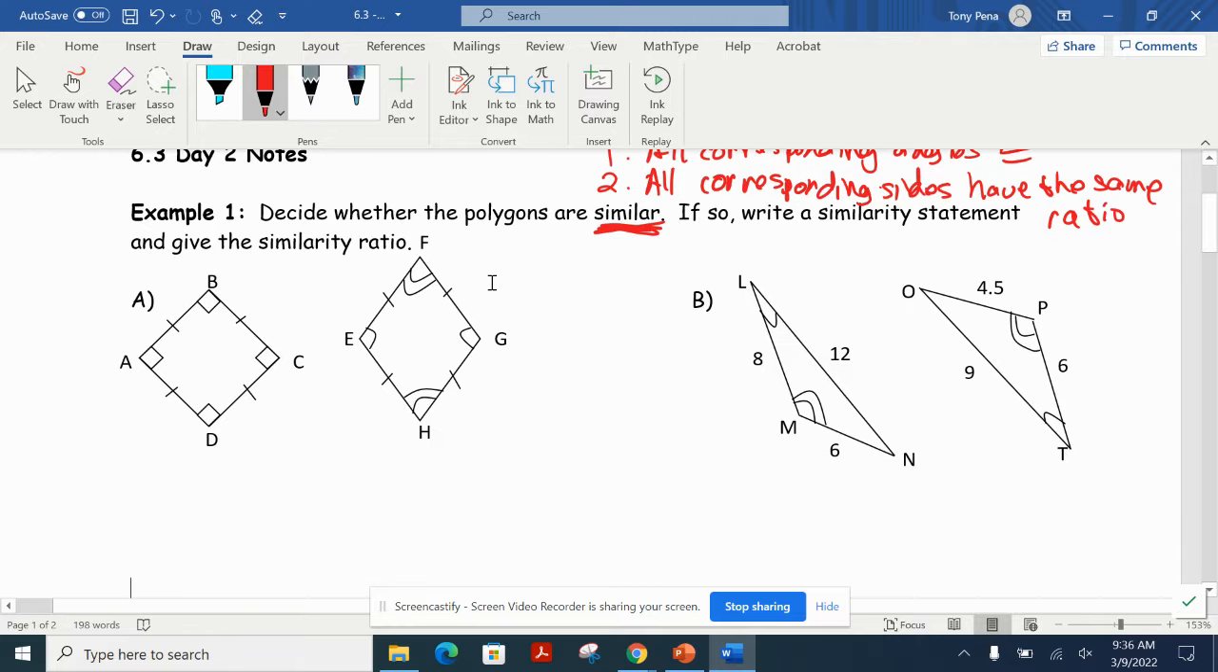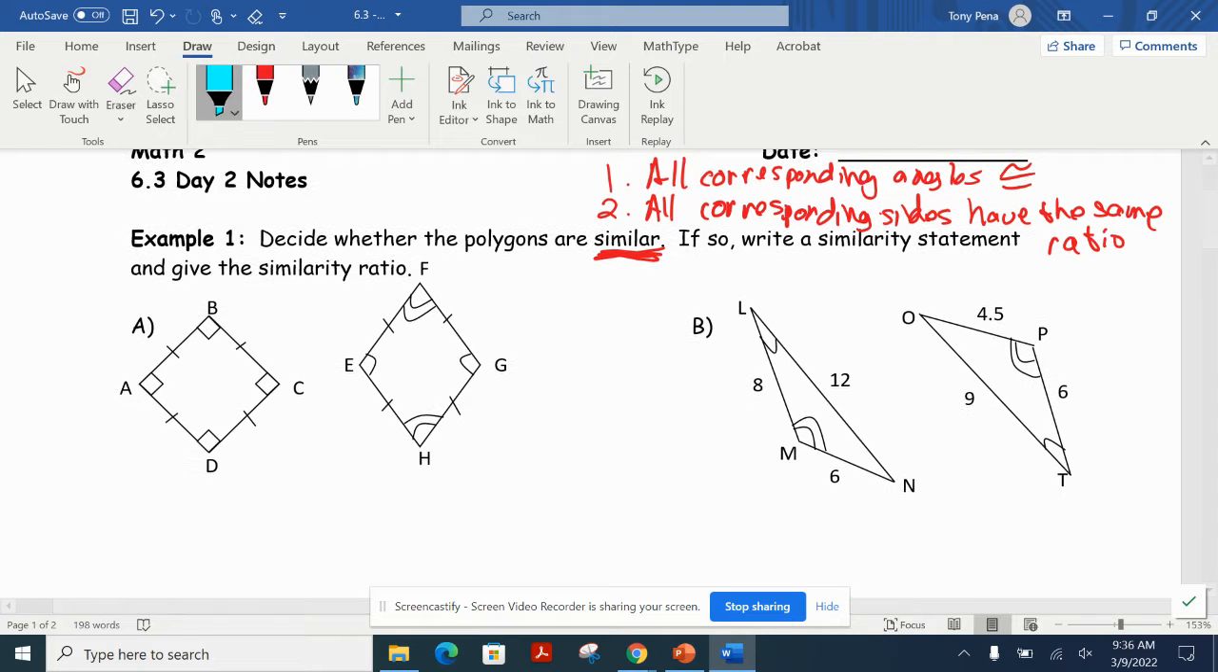So letter A. If we go point by point here, all these corresponding angles need to be congruent. When we look at letter A, we know these are all 90-degree angles, right? They all have these little squares in them. These are definitely all going to be 90. So the only way these can be congruent is if I can look over here and know for a fact that these are also all 90-degree angles.